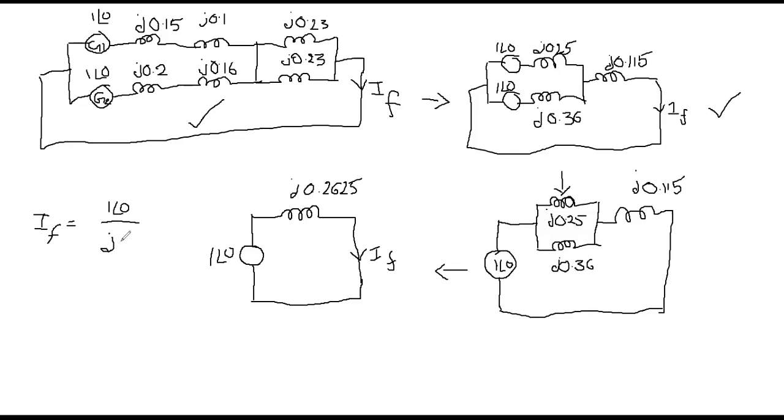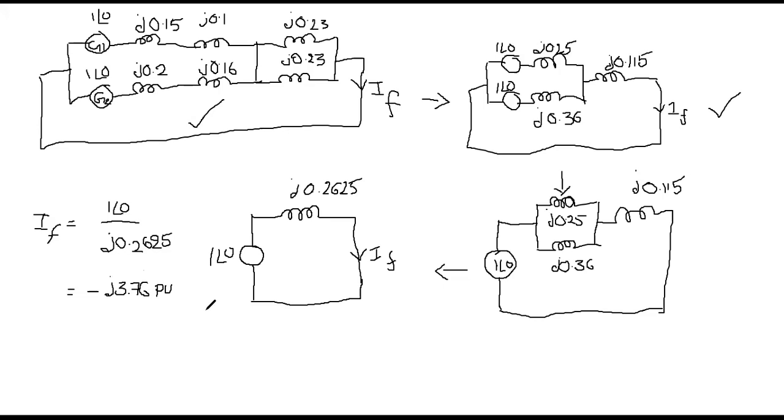So j 0.2625. Now what is the value you will get? You will get minus j 3.76 per unit. So here we have determined the fault current in terms of per units.